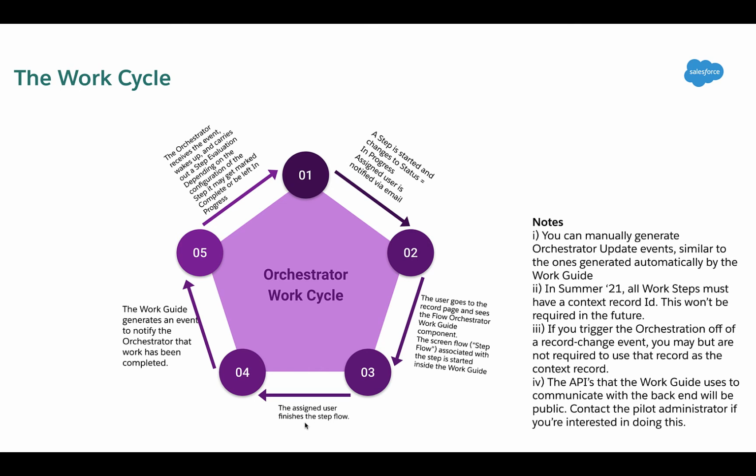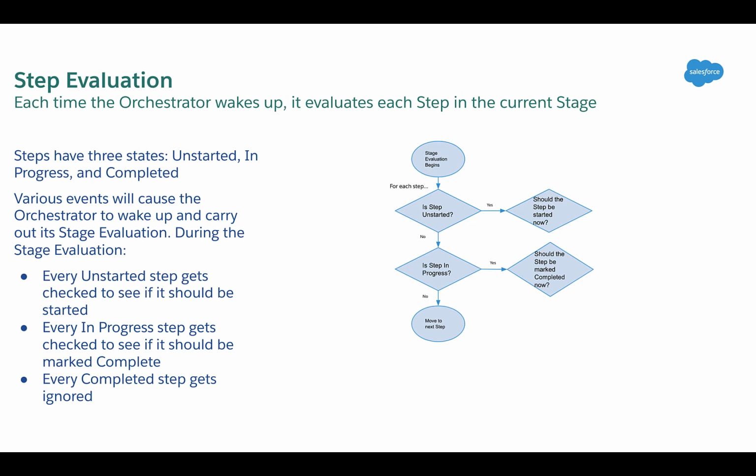So when the assigned user finishes the step flow, the work guide will generate an event and notify the orchestrator and say, hey, this work has been done. And if there are any output variables, as you may have seen in the first tutorial, it will provide those to the orchestrator as well. And so the orchestrator receives that event, wakes up, and carries out its evaluation. And depending on the configuration of a given step, that step may be left in progress or marked as complete. So steps have three states: unstarted, in progress, and completed.